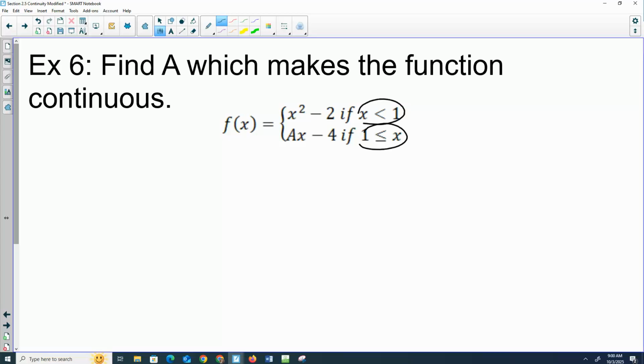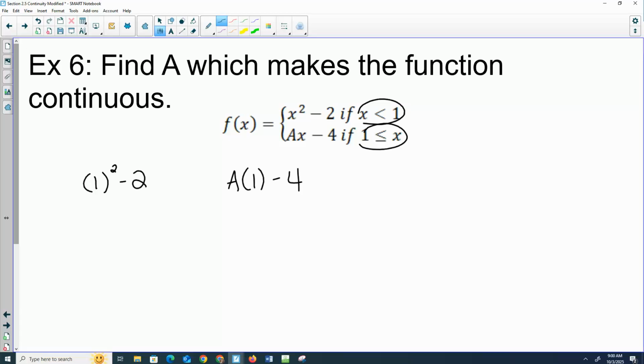So let's plug 1 in for x. The first one, give me 1 squared minus 2. The second one will give me a times 1 plus 4. If it's continuous, then what has to be true about those values?